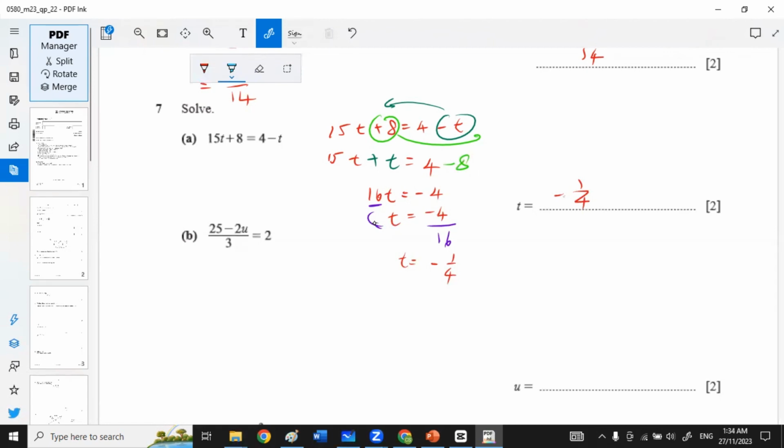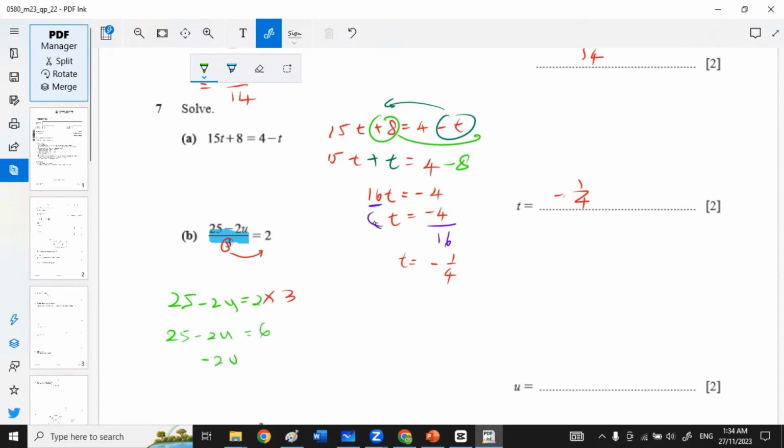B, for B, this is a single fraction. Therefore, you can just settle the 3 first. Okay, 3 become times 3. The rest you just copy. 25 minus 2u equal to 2 times 3. So 25 minus 2u equal to 6.